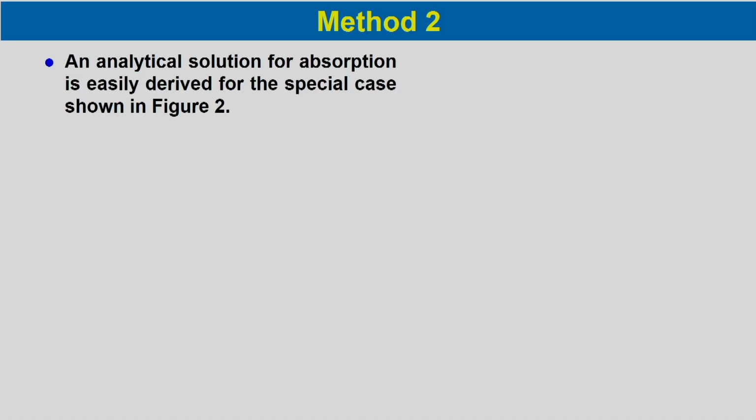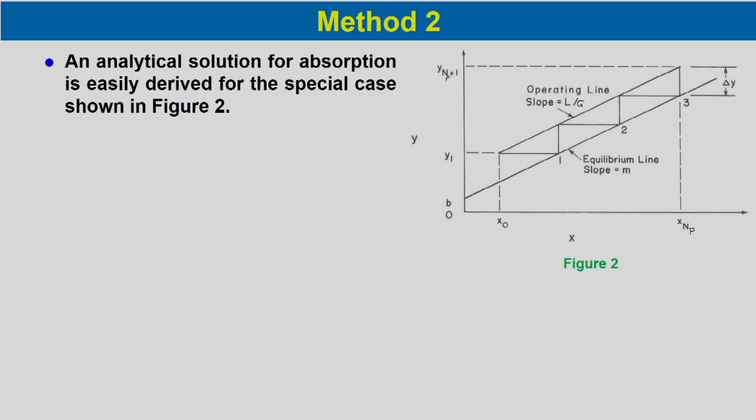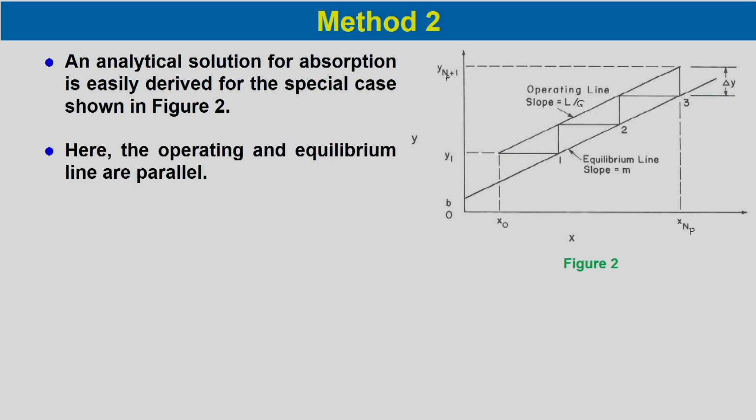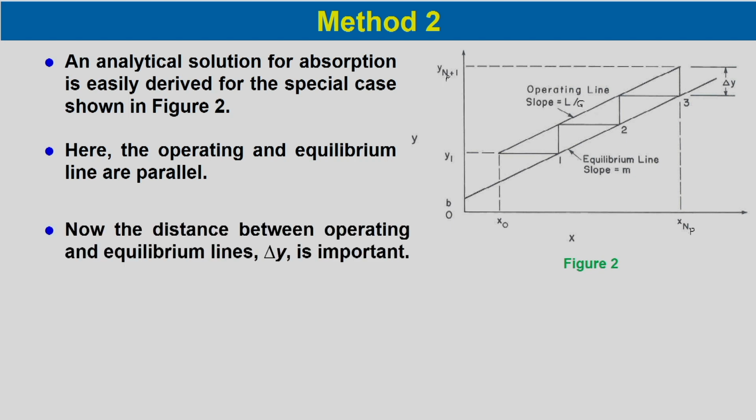The second method which we are going to discuss here in analytical solution for absorption, which can be easily derived, is to look into the graphs for a special case. We can plot them and from there also obtain similar results for some special cases where we can calculate the number of stages. Here the operating and the equilibrium lines are parallel.